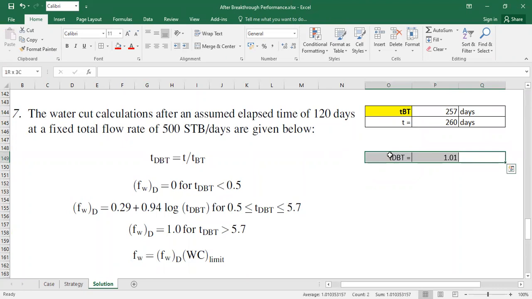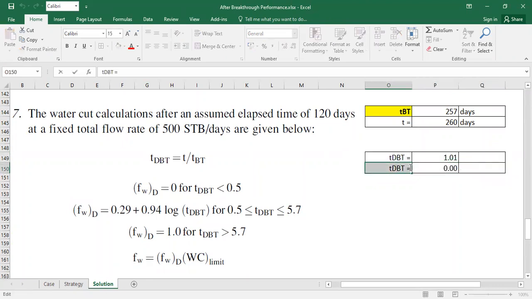Let's copy this, and now it's the dimensionless water cut, FWD. Let's use the correlation 0.29 plus 0.94 multiplied by the logarithm of the TDBT. The log of that, and the base is 10. Close. Okay, now the dimensionless water cut is 0.29 and we can calculate the water cut now.